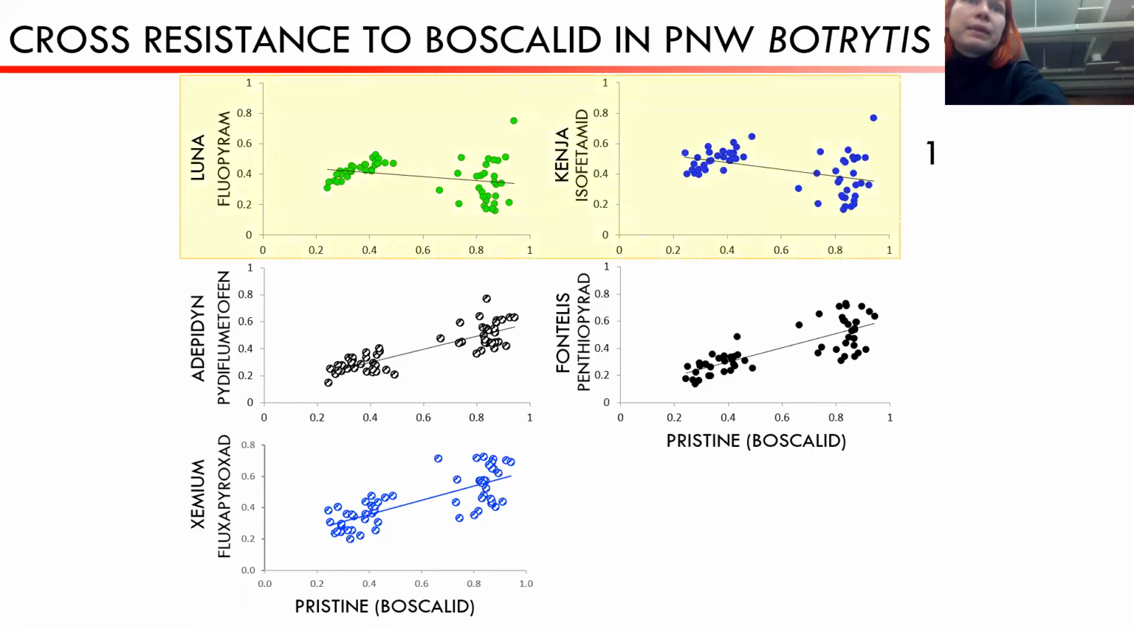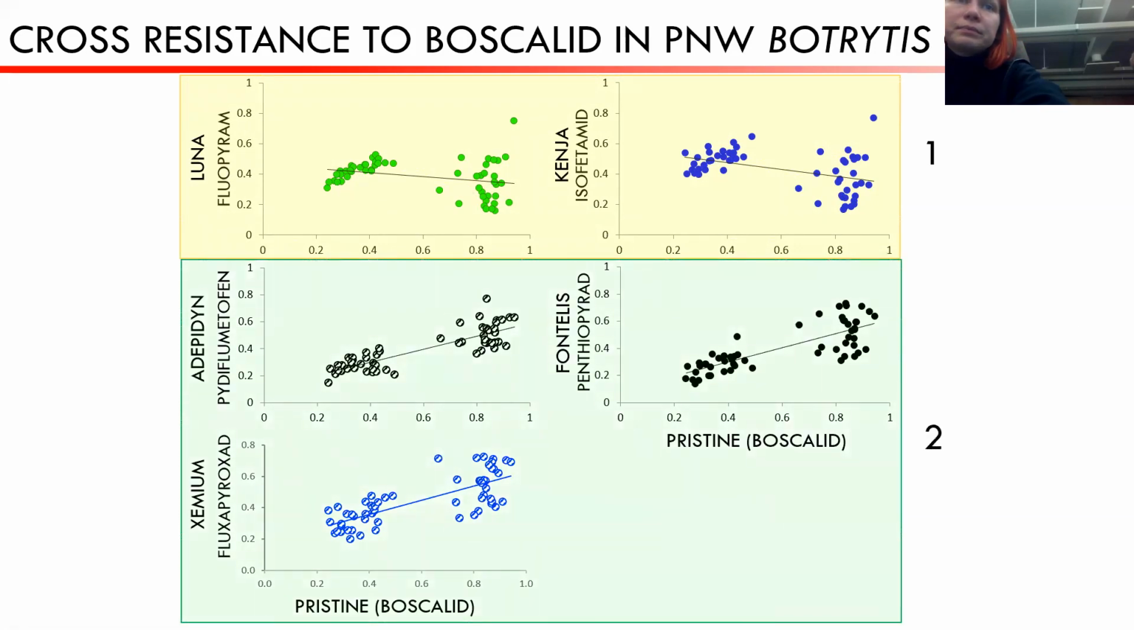In group number 1, we see the relationship between resistance to Pristine and Luna or Kenja is slightly negative cross-resistance, meaning that Botrytis strains resistant to boscalid, or Pristine, show increased sensitivity to these two new chemicals. The patterns of cross-resistance between Pristine and Adepidyn, Xemium, and Fontelis follow a positive correlation.